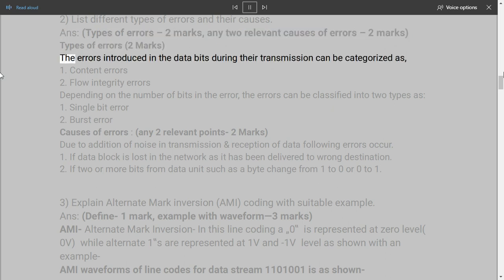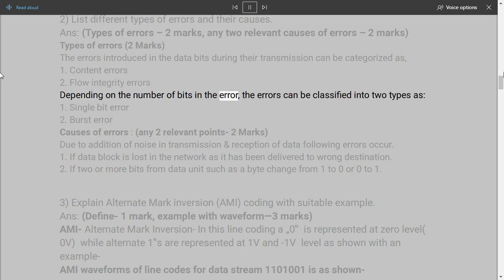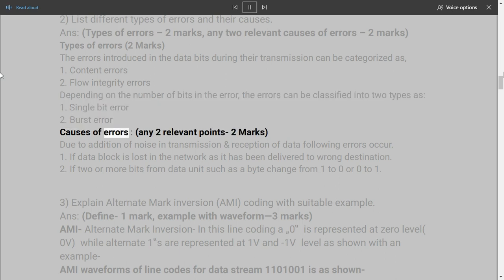The errors introduced in the data bits during their transmission can be categorized as 1. Content errors 2. Flow integrity errors. Depending on the number of bits in the error, the errors can be classified into 2 types: 1. Single-bit error 2. Burst error. Causes of errors, any 2 relevant points, 2 marks: due to addition of noise in transmission and reception of data, the following errors occur. 1. A data block is lost in the network or has been delivered to the wrong destination. 2. Two or more bits from a data unit, such as a byte, change from 1 to 0 or 0 to 1.